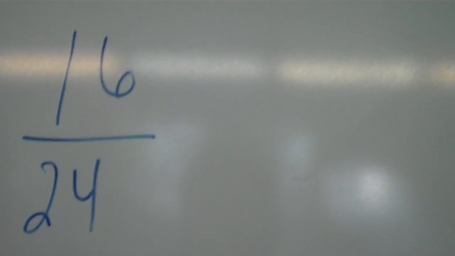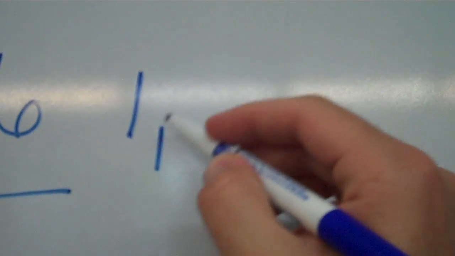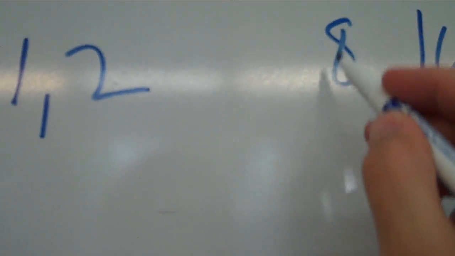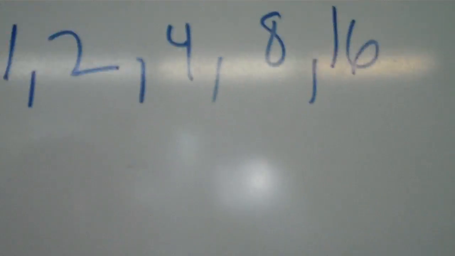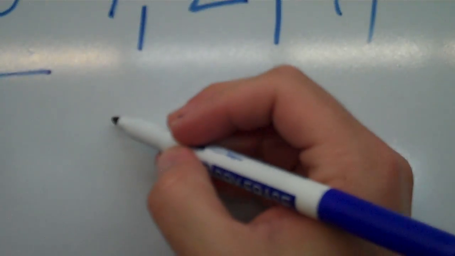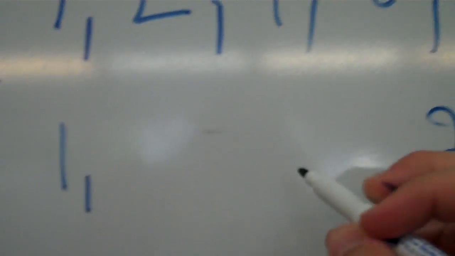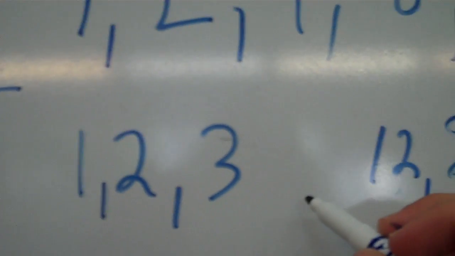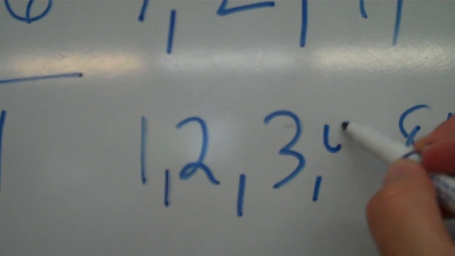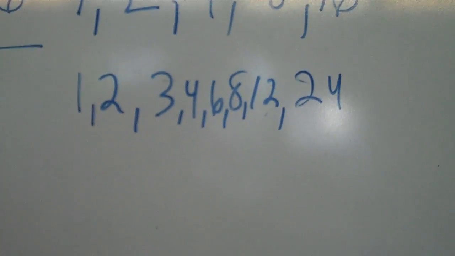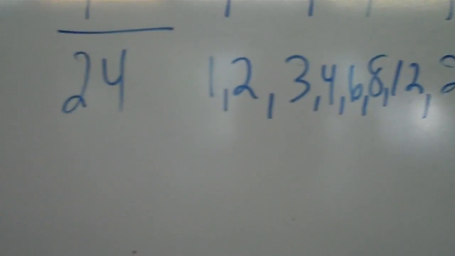Here we have 16/24. The first thing we want to do is list our factors. So we're going to have 1 and 16, 2 and 8, and 4. There are our factors of 16. Then we want to list our factors of 24. So it's going to be 1 and 24, 2 and 12, 3 and 8, 4 and 6. So 1, 2, 3, 4, 6, 8, 12, 24. Those are our factors of 24.